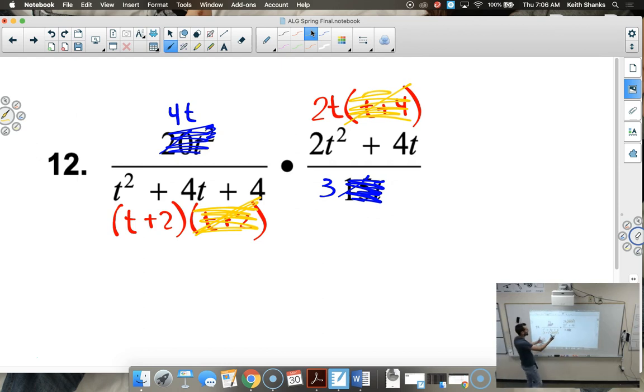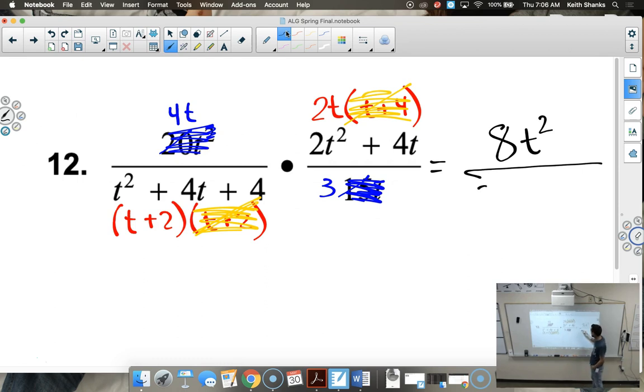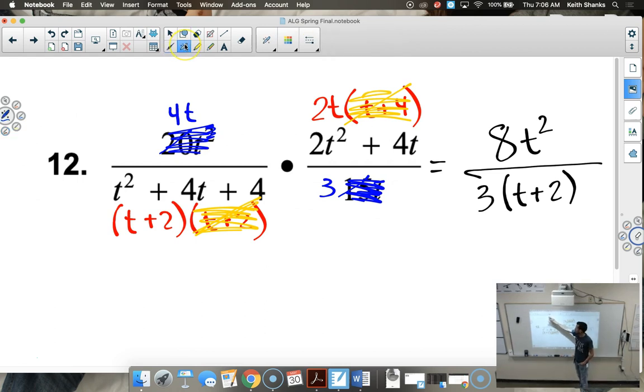Got a lot going on here. So final answer, left over on the top, I have 8, 4 times 2, t squared over 3 t plus 2. Okay? And I want to make sure this is clear. I'm going to do something, it's going to go away in a second. I can't cancel out one of these t's with this t and then say, oh, okay, 2 times 3 is 6. I can't do that. Okay, that's terrible, right?